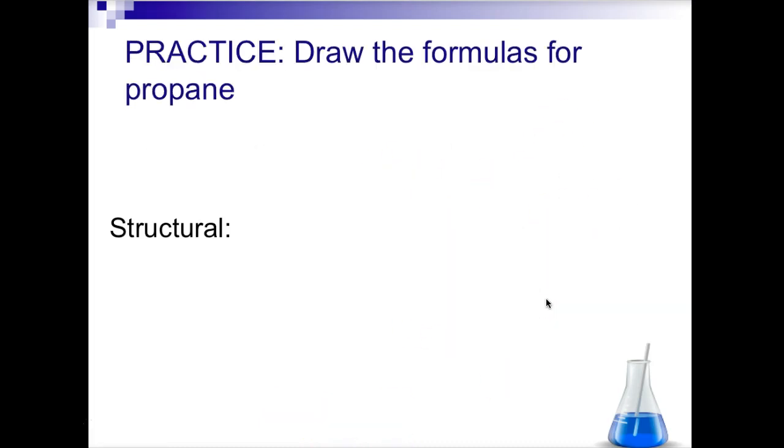What if I asked you for this practice problem to draw the formulas for propane? I want you to try this. So you need to draw the molecular formula, the structural formula, and the condensed structural formula. So pause the video and unpause when you're ready.